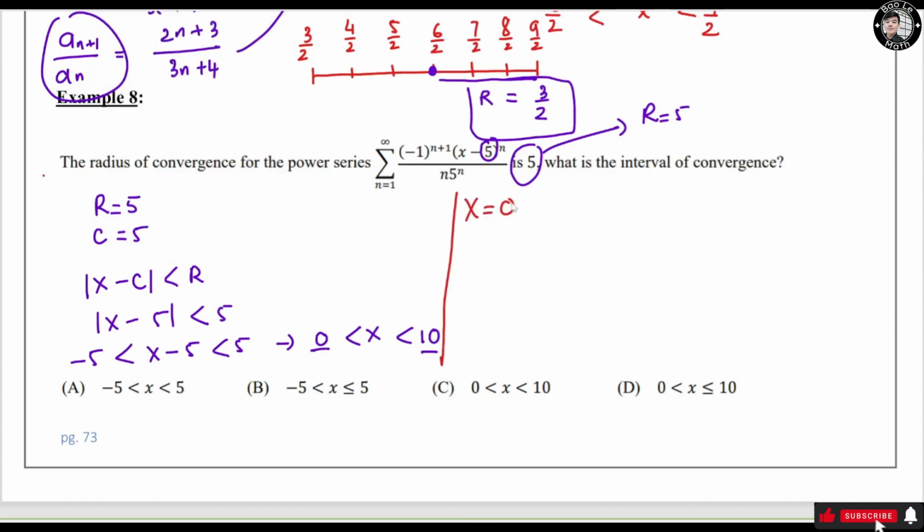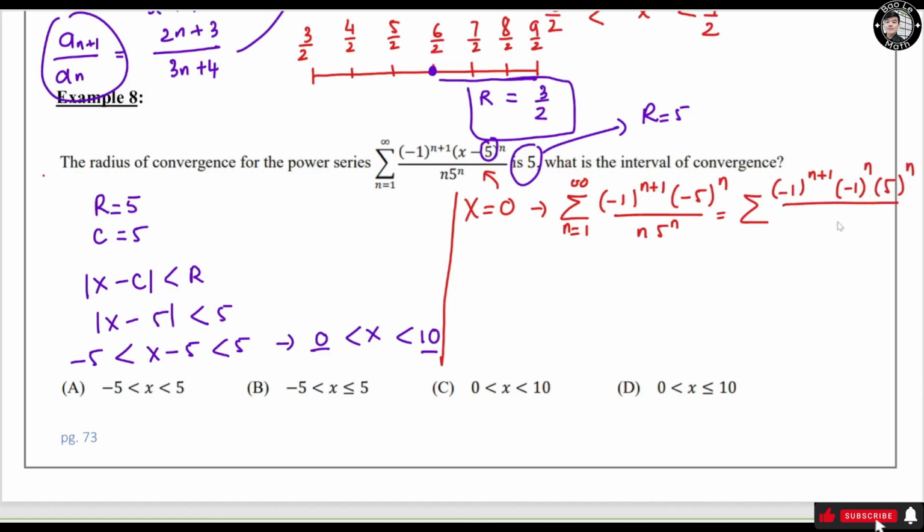s equals 0, substitute 0 for s back into the original series. You're going to end up with the series from n equals 1 to infinity of negative 1 raised to the n plus 1 times negative 5 raised to the n over n times 5 raised to the n. It's going to be the series, negative 1 raised to the n plus 1. Negative 5 right here can be written as negative 1 raised to the n times 5 raised to the n, right? Over n times 5 raised to the n, right?